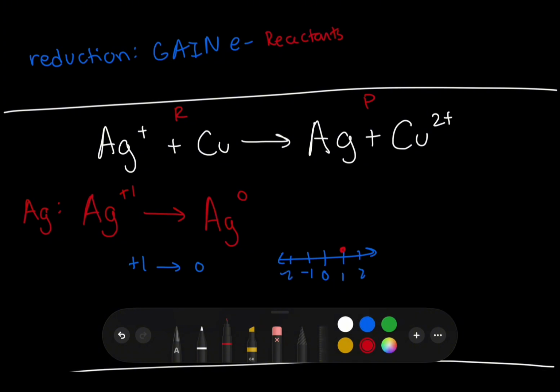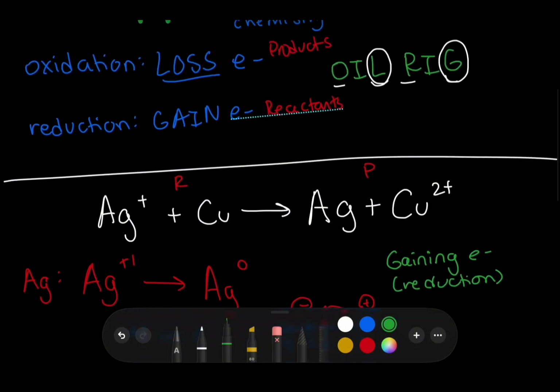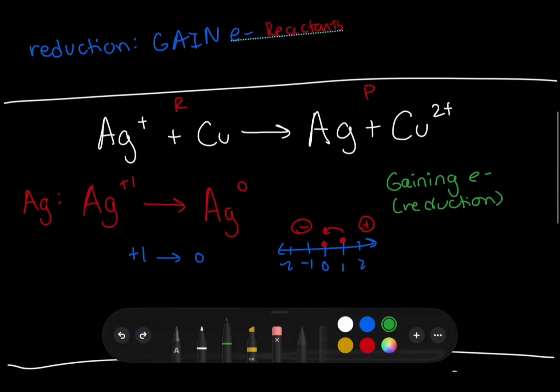We start at a +1. We're positive. But then we end up becoming a 0. We end up moving more towards the negative side. So what's happening is that we're gaining electrons. And if we're gaining electrons, that means that we're going through reduction. Gaining electrons, which is reduction. Now, if we're gaining electrons, if we look back, we're going to put that in our reactants. We're going to show that transfer in our reactant side.